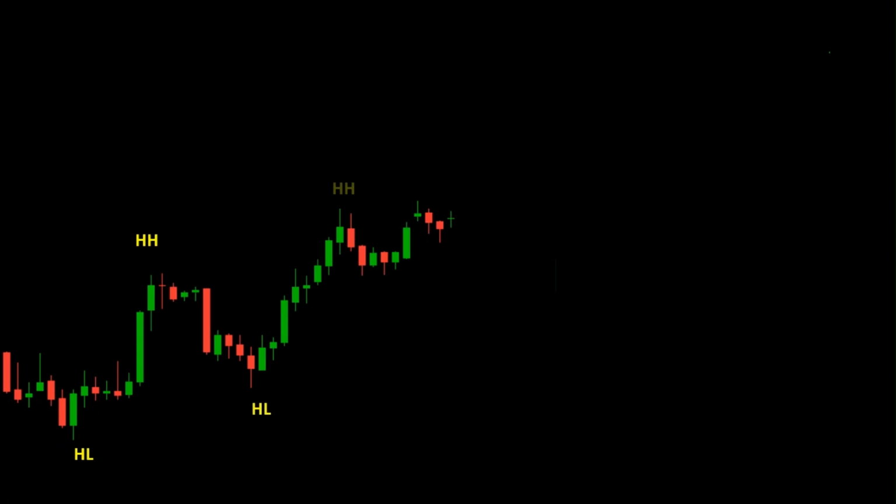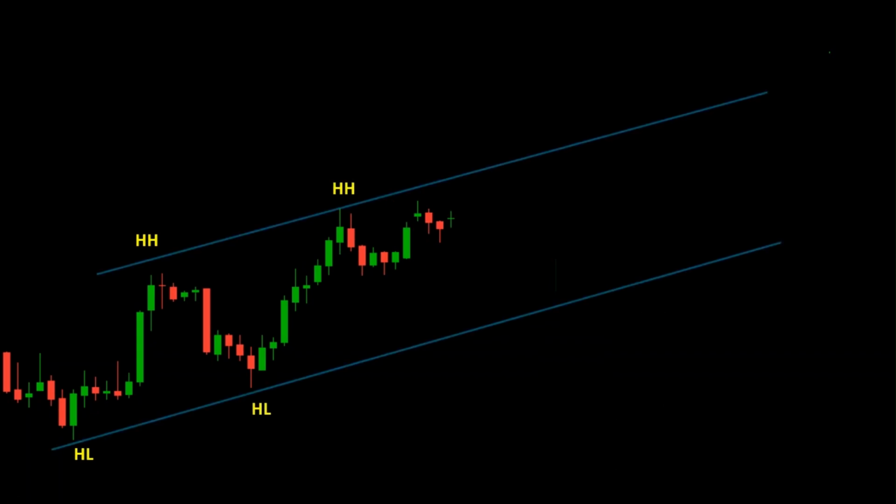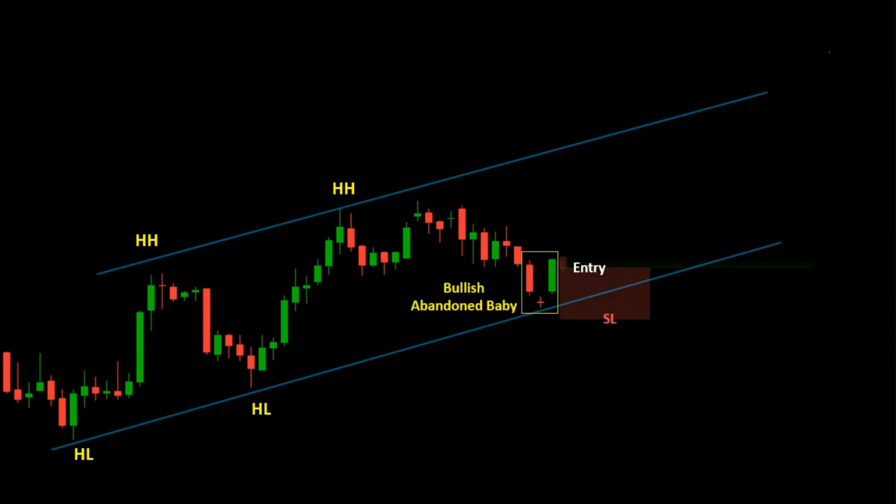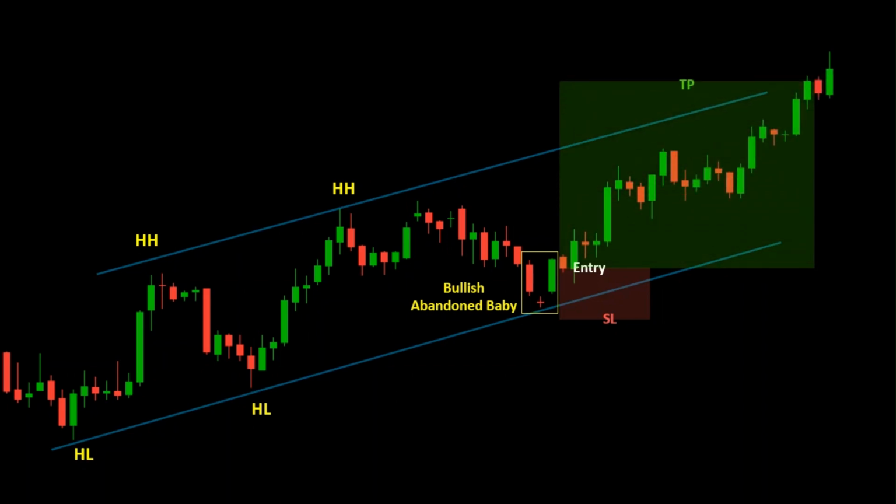Let's look at a real market chart example of the bullish abandoned baby pattern. In this scenario, the price is forming an ascending channel, indicating a bullish trend. We wait for the price to pull back to the lower trend line, where we then spot a bullish abandoned baby pattern forming. This setup signals a potential buying opportunity as the market shows signs of rejecting lower prices. To manage risk, place your stop loss just below the low of the doji candle, and set your take-profit target near the upper trend line of the channel. This combination of pattern recognition and market structure increases the probability of a successful trade.